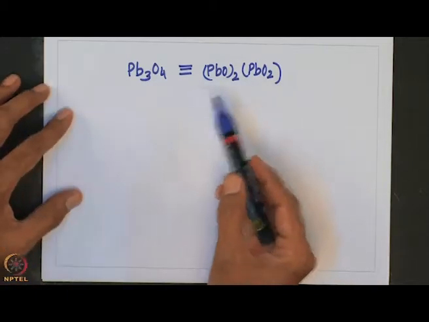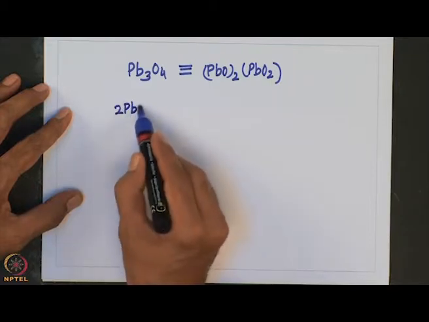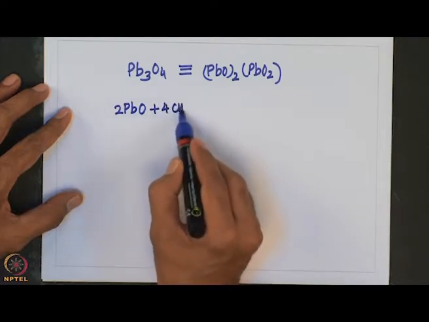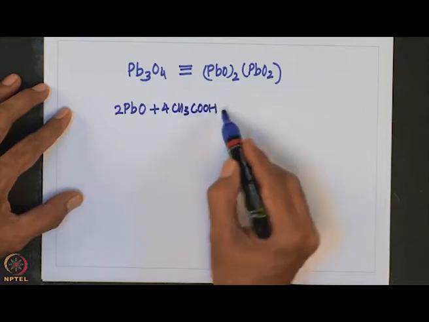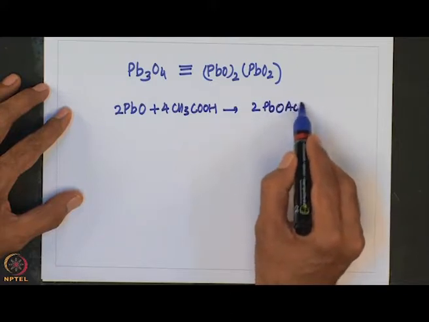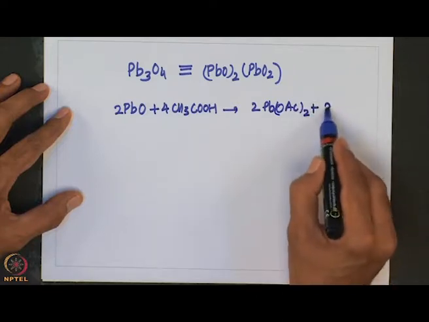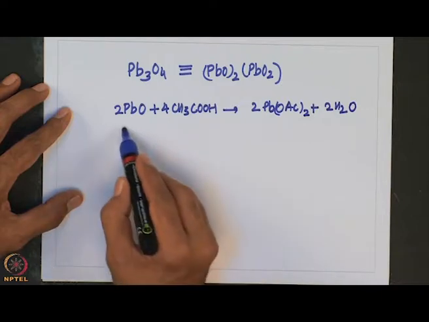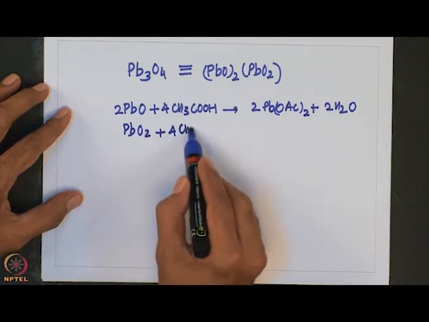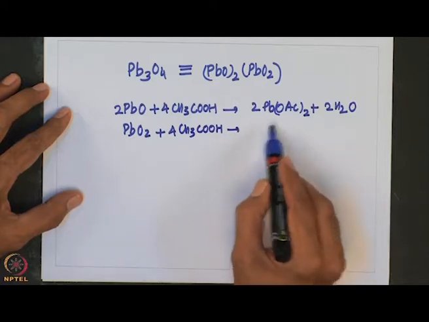And let us look into the reaction of PbO as well as PbO2 with acetic acid. First look into the reaction of 2 PbO with 4 equivalents of acetic acid. It gives 2 Pb(OAc)2, and here we get 2 equivalents of water. Now, let us look into the reaction of PbO2 with 4 equivalents of acetic acid. This gives essentially lead tetraacetate.